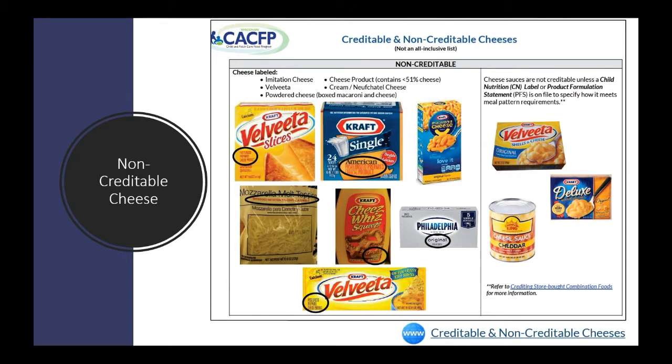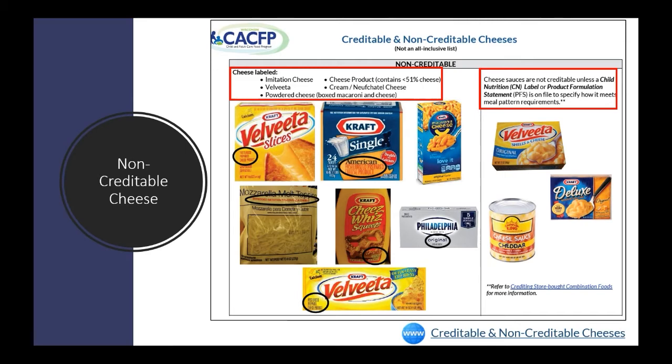And this slide shows non-creditable cheeses. So non-creditable cheese includes cheese labeled as imitation cheese product, such as Velveeta, cream cheese, and powdered cheese. And many of the individually wrapped cheese slices, like the American cheese singles, are not creditable because they are labeled as a cheese product. So it is very important to check the packages of cheese to see how they are labeled. And lastly, cheese sauces are not creditable unless they have a CN label or product formulation statement on file. Most cheese sauces are made primarily of oil and water.